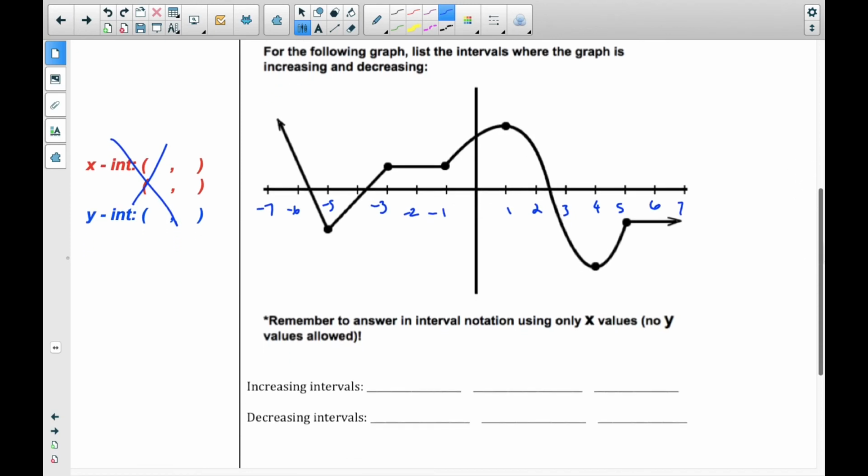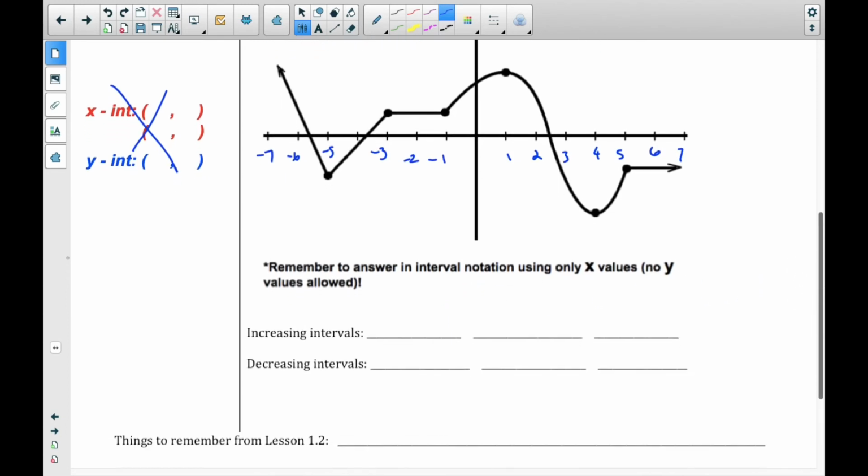But let's talk about increasing intervals and decreasing intervals. Let's take a look. Where would Pierre be going up? And where would Pierre be going down? Another thing is with these, we always want to use our parentheses and we always want to use our x values. The first one that I see is, I always read my graph from left to right because that just makes sense. That's how we read, right? And that's going to help you. If you always go from left to right, it's going to help you out.